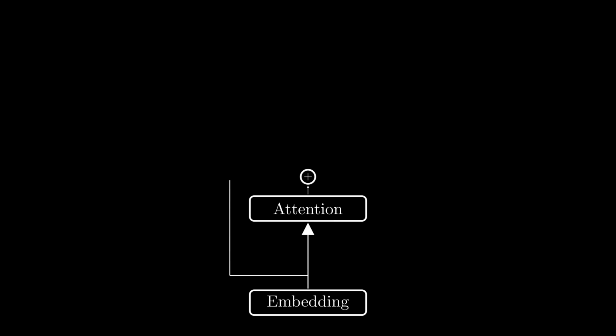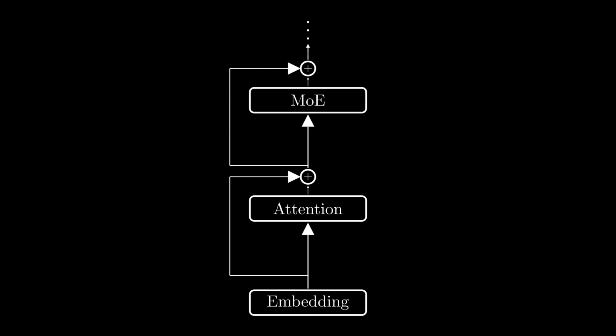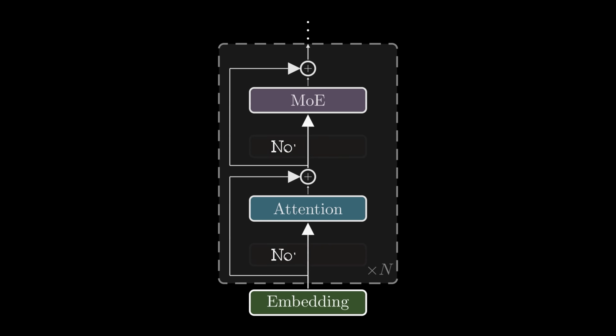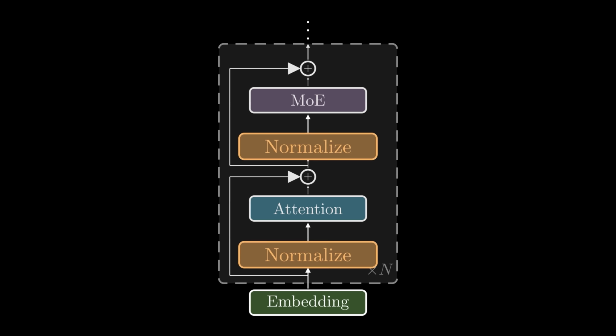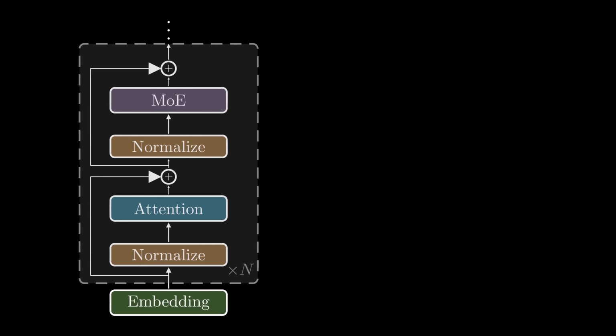Transformers power today's AI breakthroughs. But have you ever wondered why every transformer has this normalization layer? What makes it so critical? Let's see what happens if we remove the normalization layer.